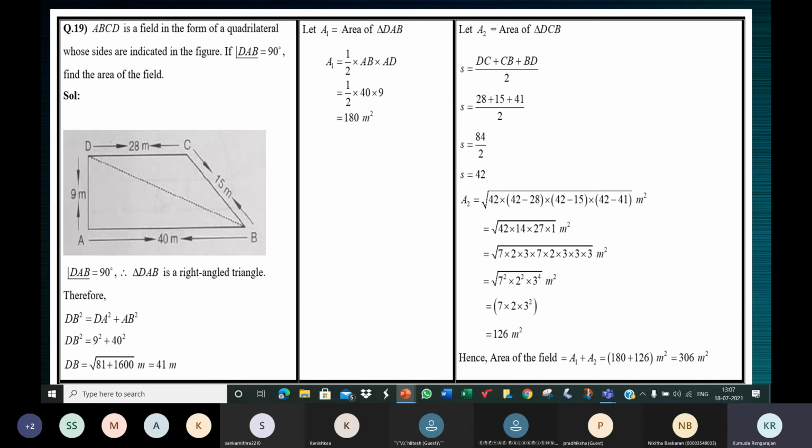Okay, so here the figure is given to us. ABCD is a field in the form of a quadrilateral whose sides are indicated in the figure. The figure is given and the sides are all marked in the figure. Angle DAB is 90, which means this is a right triangle. This one is a right triangle. This one is not a right triangle. This one is a right triangle.